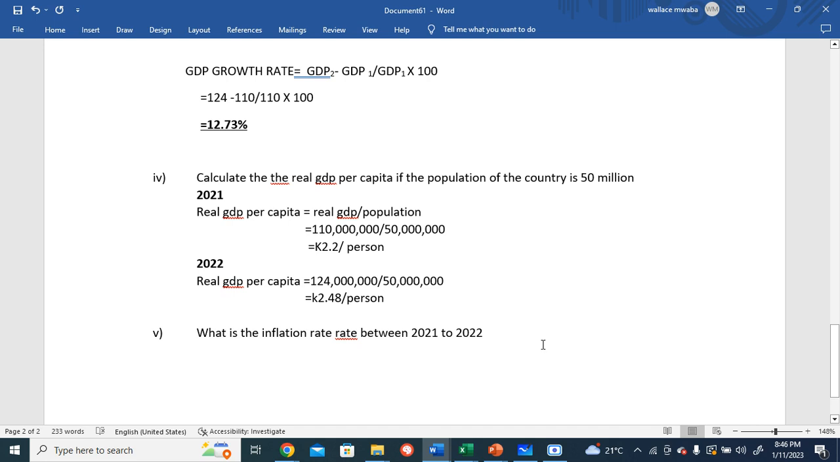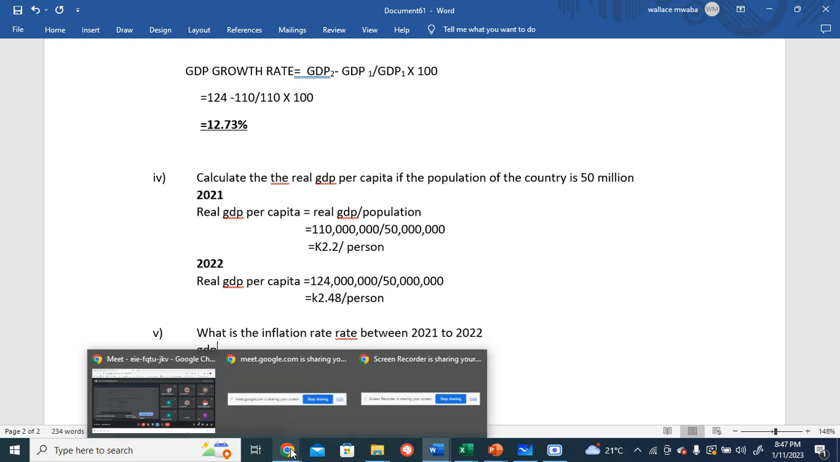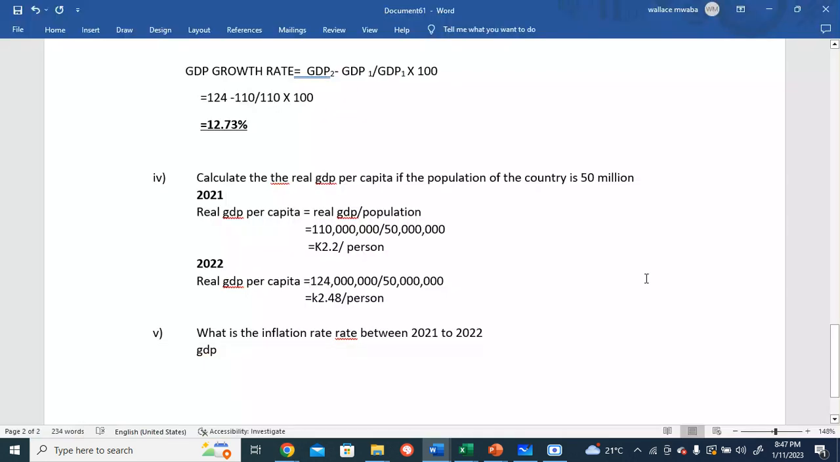Then finally, they're asking us what the inflation rate is between 2021 and 2022. So this is where I introduce you to the GDP deflator.